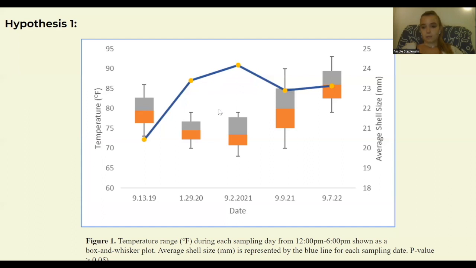So I went ahead and ran a regression test because we have two quantitative values. And with the regression test, we got a p-value greater than 0.05.